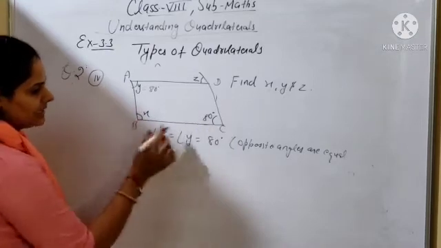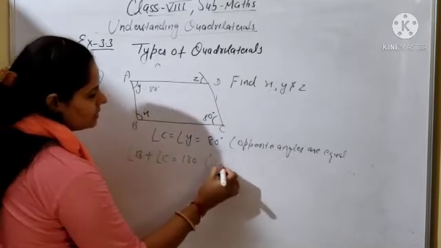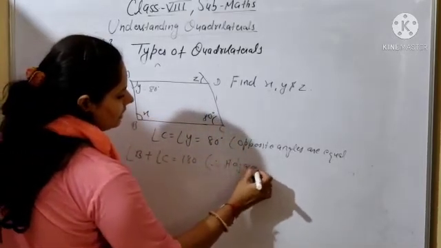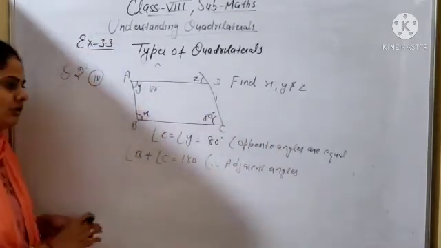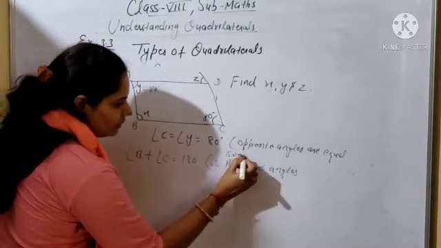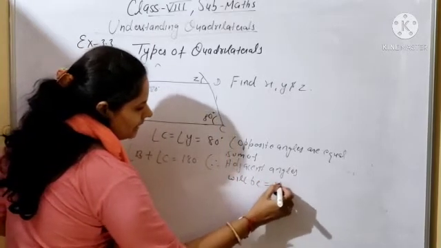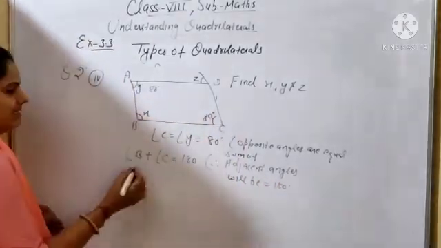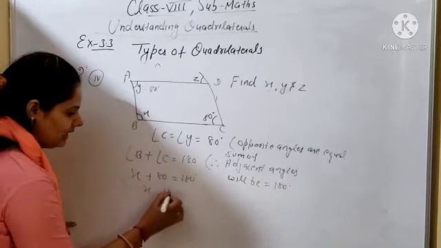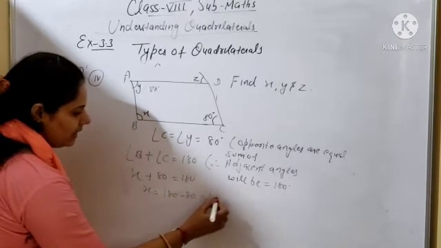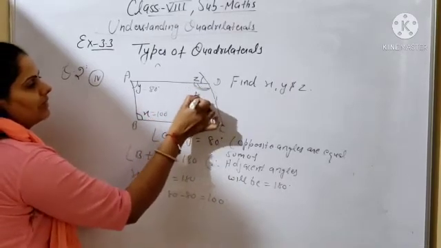After that, you can take these two angles as adjacent angles, so angle B plus C will be equal to 180 degrees, because the sum of adjacent angles is equal to 180 degrees. Clear? So B and C are adjacent angles, so x plus 80 is equal to 180. So x will be equal to 180 minus 80, which is 100 degrees. If x is 100, this one will also be 100.